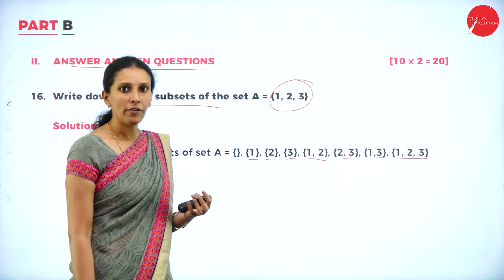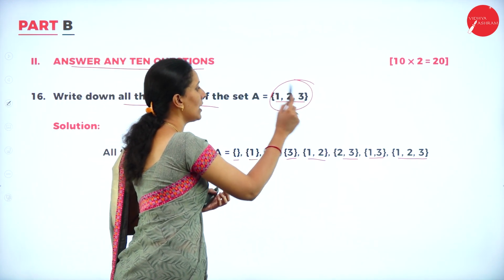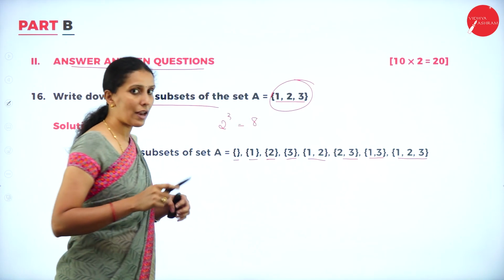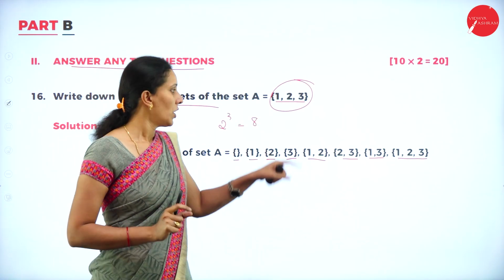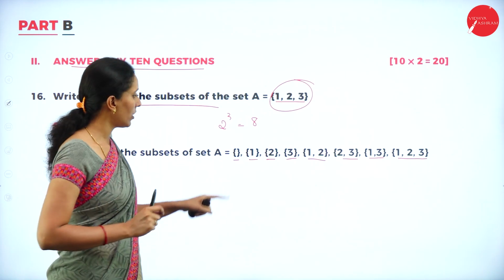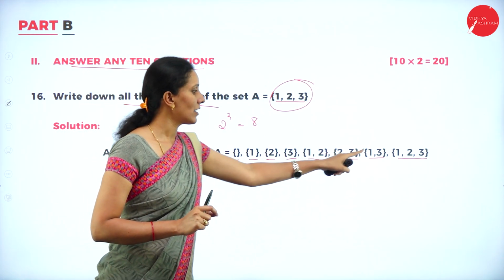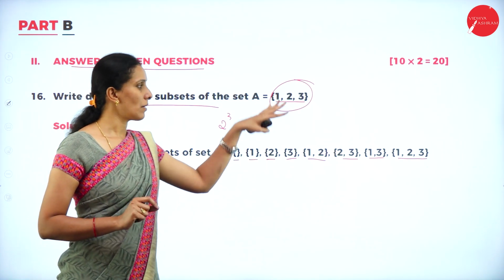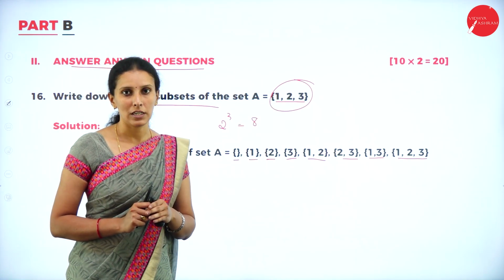So you can also find here you have 3 elements. So you should take 2 cubed, that is equal to 8. So you can form 8 subsets whenever the number of elements is given. So here 1, 2, 3, 4, 5, 6, 7, 8. So we have written 8 subsets here. Hence these are the subsets of the set {1, 2, 3}.